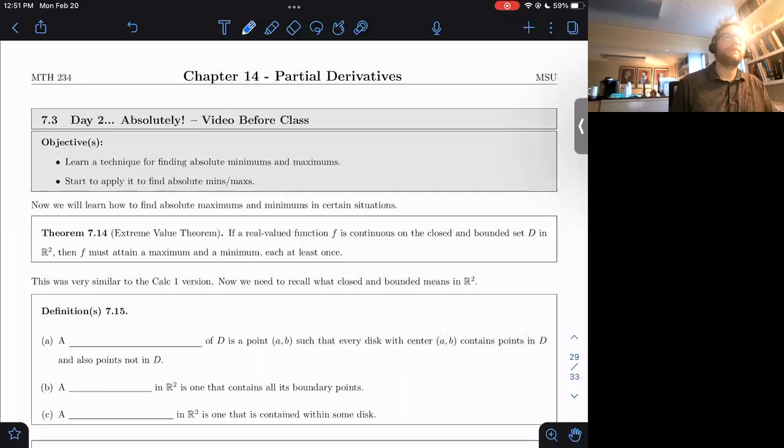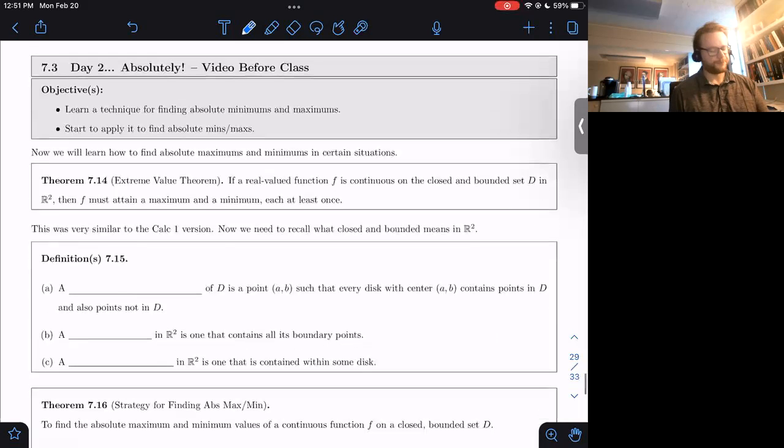All right, hello and welcome everyone to our pre-class video for the second day of 14.7. Here we're going to be talking about absolute mins and maxes. In order to do this, we're going to start off with a theorem called the extreme value theorem.